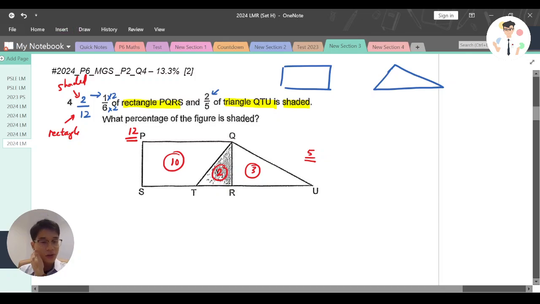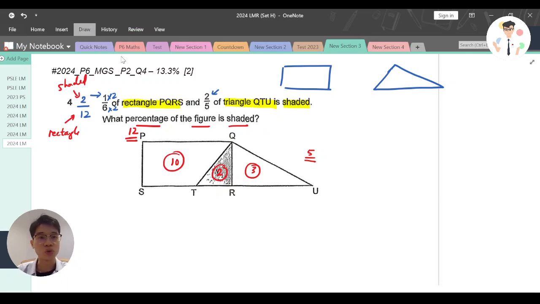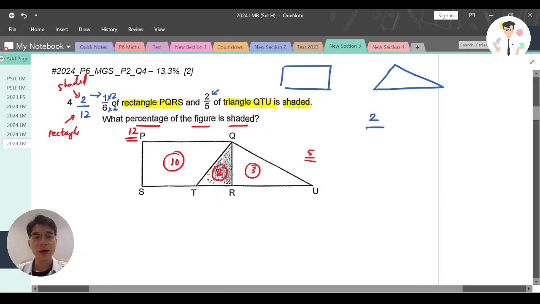In this case, the question asks, what percentage of the figure is shaded? So the shaded part I know is 2 unit, and the total figure will be 10 plus 2 plus 3. So it will be 2 out of 15.